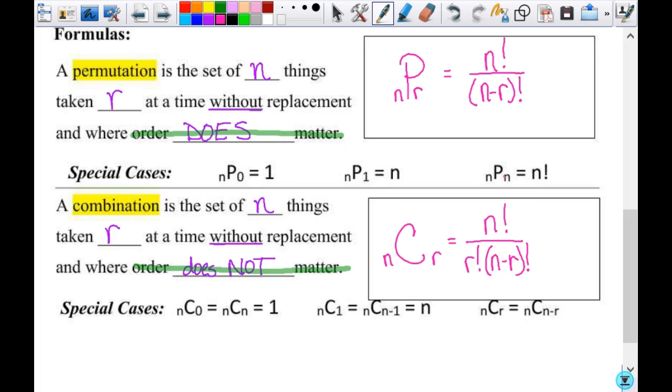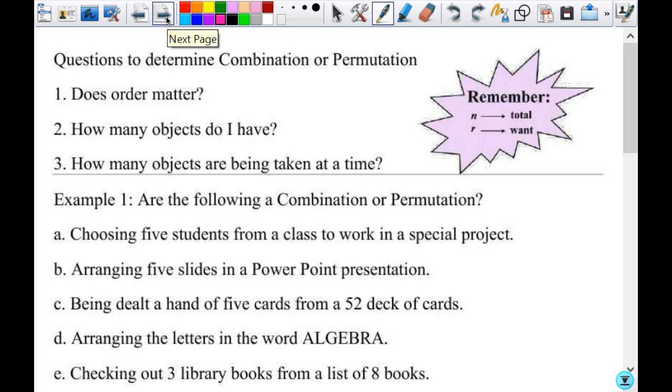Any questions at this point? Probably don't even know what to ask yet, right? I understand. It's all good. All right, so let's look at this part.